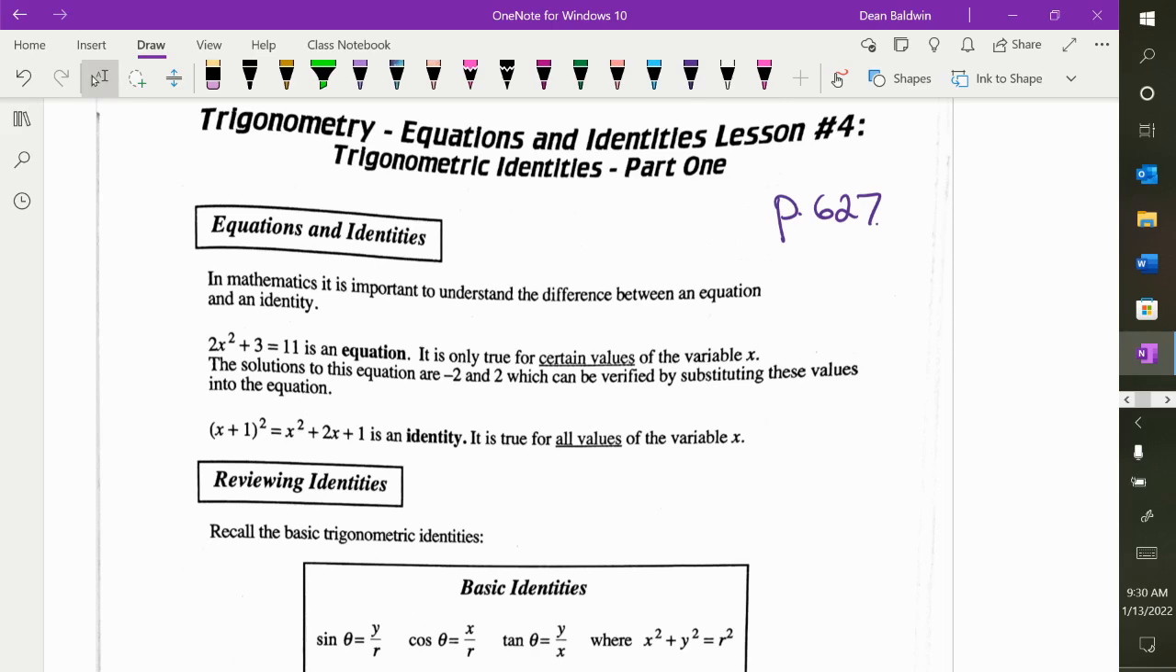Okay, so the difference between what we're going to do now and what we've been doing up till this point is that we've been solving equations. We are no longer solving equations. We are proving things. Proving, okay? So it's about manipulating things to make them equal.